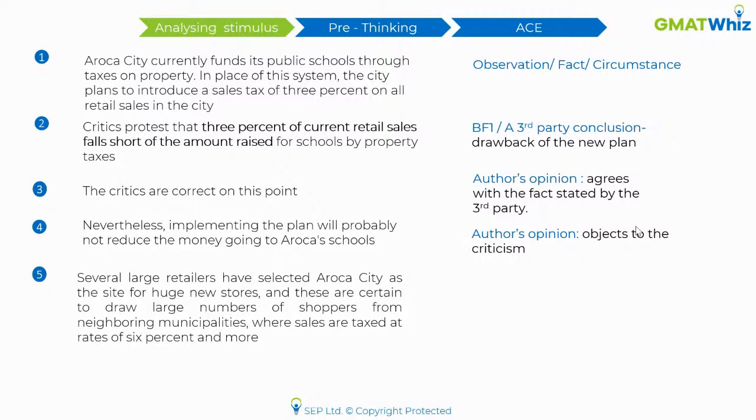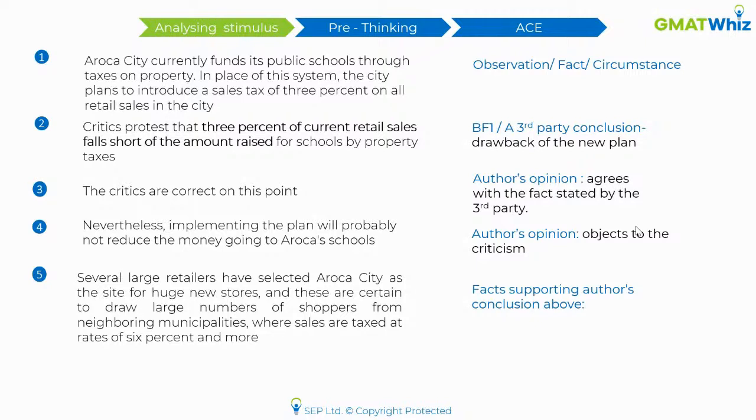So this data the author is giving probably to show that perhaps the current retail sales 3% is going to be less, but we can expect the retail sales itself to grow in the future. Okay, so he's saying that a lot of new stores are going to be opened, a lot of shoppers are going to come to Aroka to shop because the neighboring municipalities' sales are taxed at rates of 6% and more. So here the author is giving data to support his own conclusion drawn in point 4. So point 4 so far remains the author's main conclusion, supported by the data given in statement 5.